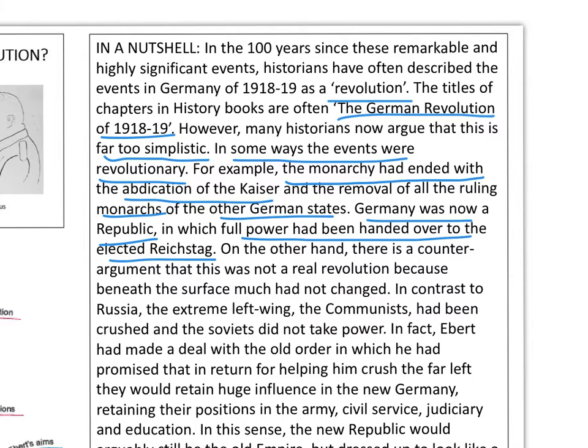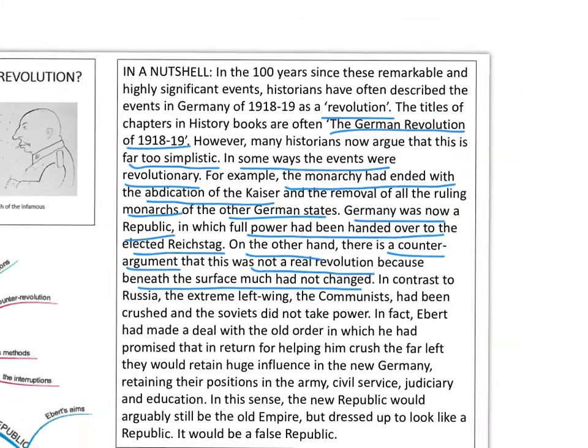Okay, but on the other hand, there is a counter-argument. A counter-argument is when a group of historians would actually challenge that, and these other historians would argue back that actually it wasn't a real revolution. And the reason they would say this is because beneath the surface, much had not changed. Now, there's a word for that. The opposite of change is continuity. It's an important word in history.